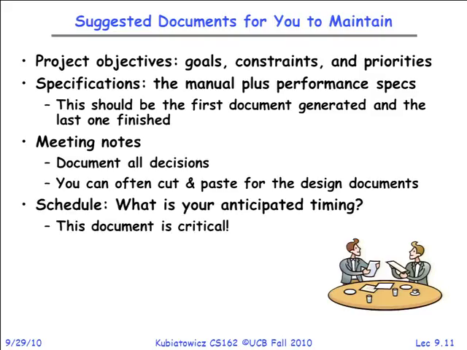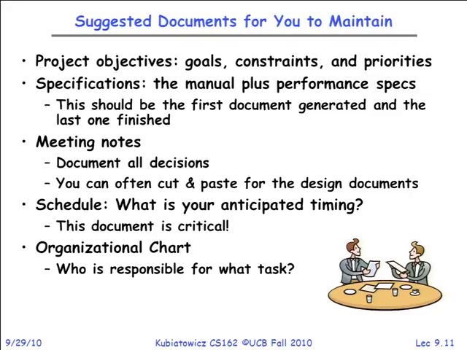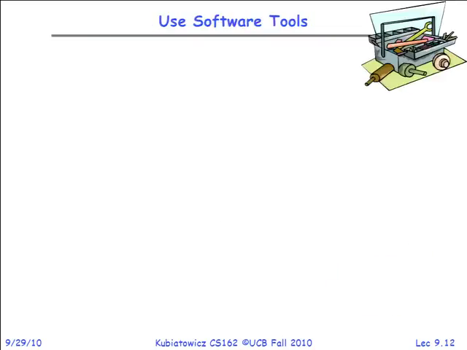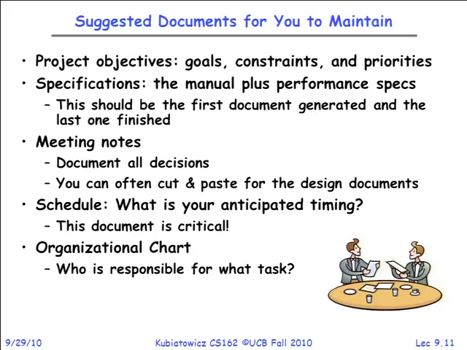Schedule. What's your anticipated timing? Org chart. I don't know. These all sound silly maybe for something as small as a 5-person group, but it's certainly worth considering, especially if you have some chaos in your group. Okay? Any questions? Now, the only documents we require from you are essentially your design documents, which are supposed to be English-level descriptions of your ideas, and then in the final version, what your results were. But these other documents certainly would be useful for you internally.